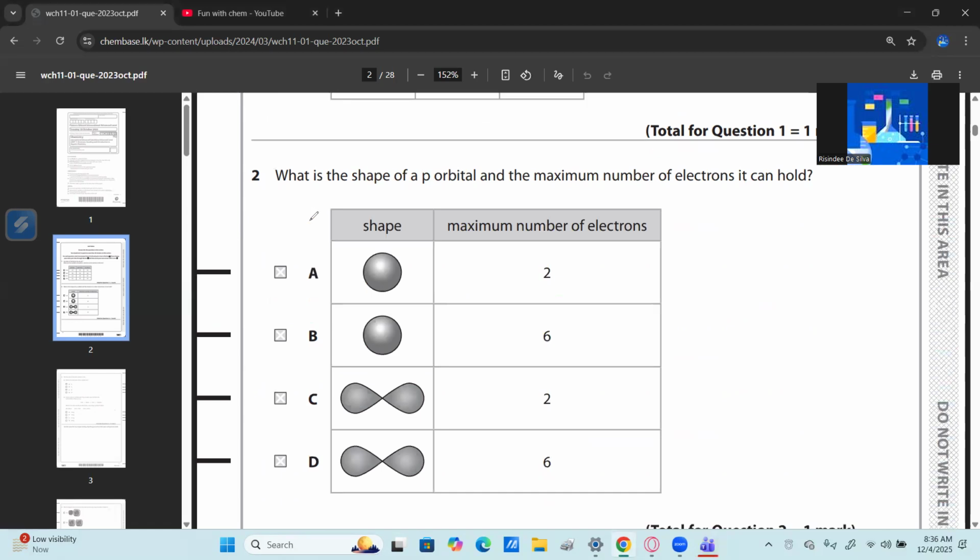What is the shape of a p orbital and the maximum number of electrons it can hold? We know it has a dumbbell shape, and in a p subshell there are 3 p orbitals, and each p orbital can contain 2 electrons maximum. Therefore, all 3 p orbitals can contain 6 electrons. The shape of a p orbital is a dumbbell, and an orbital can hold only 2 electrons. If they ask about the 3p subshell, there are 3 p orbitals.